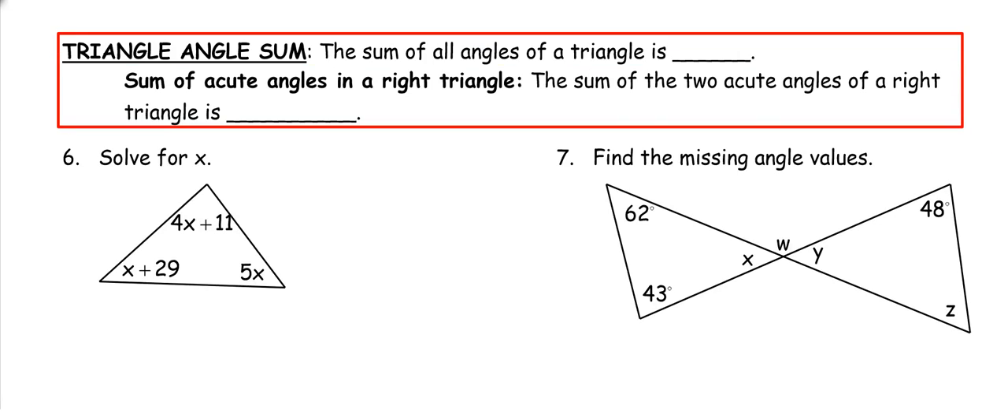So the triangle angle sum. The sum of all angles in a triangle is 180 degrees. There's also a shortcut. If you have a right triangle, then the sum of the acute angles has to be 90 degrees, which should make sense because if I have a right triangle that's already 90 degrees, that means the last two angles must also equal 90 degrees when they're added together. So let's use these ideas to solve for x.